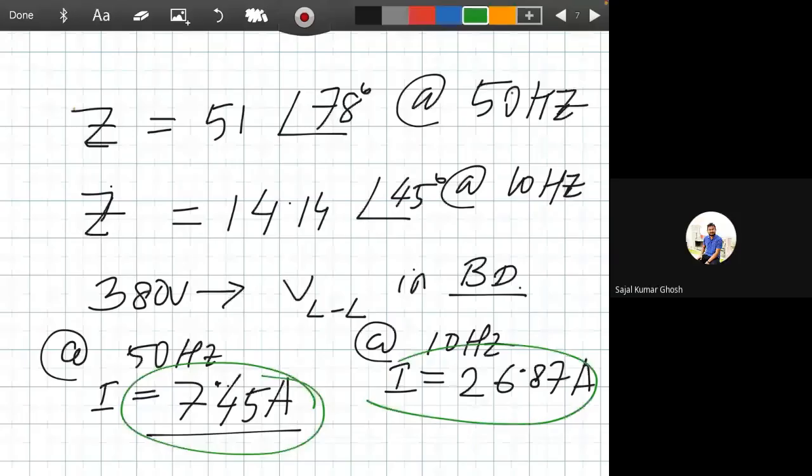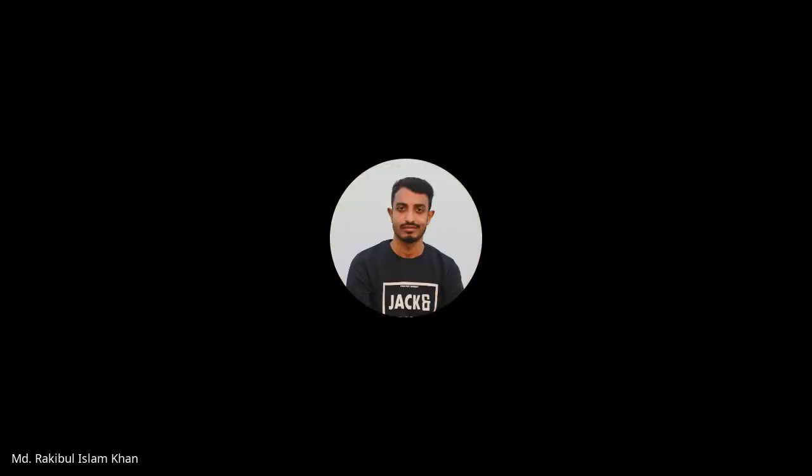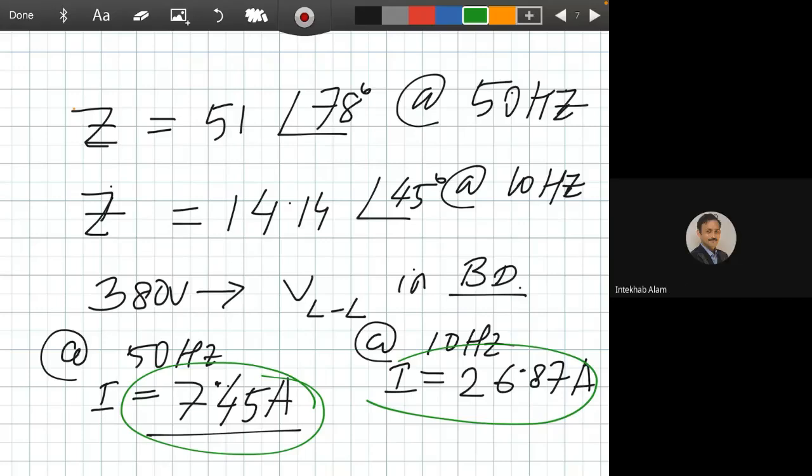It will just burn out. A lot of current will flow. It will just burn out. Yes sir, it will burn out. When you make a conductor which should carry 7.45, you may design it for at least 10 ampere or at best you will use 12 ampere. You may not use 26 ampere.